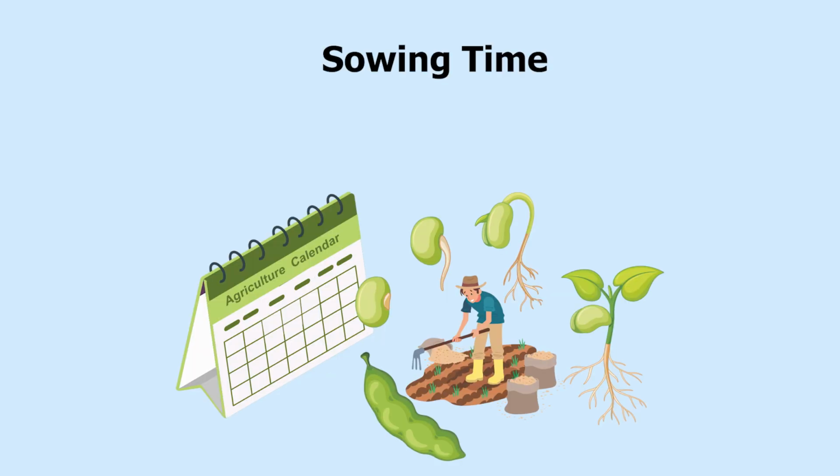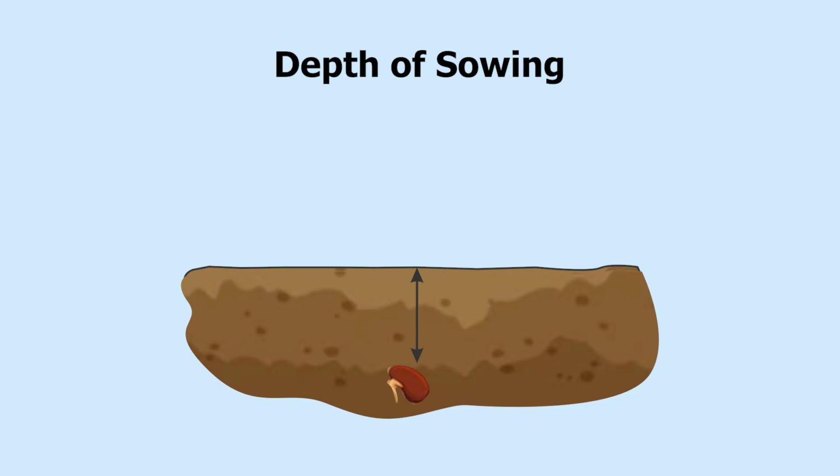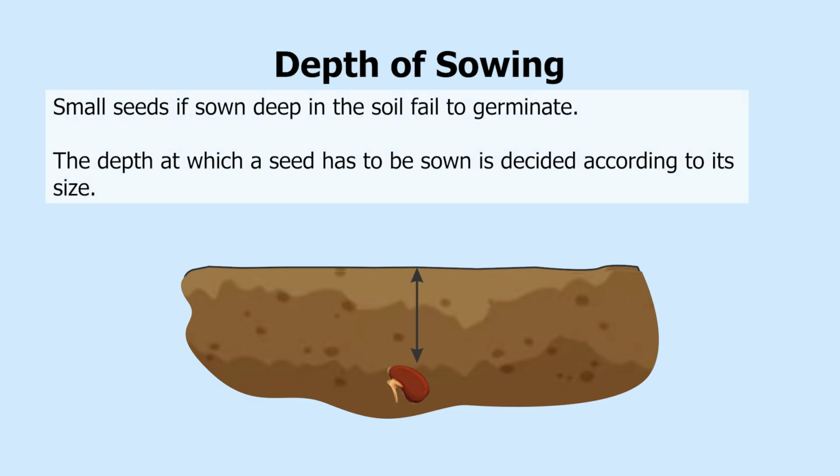Third one is sowing time. The planting time should be determined by taking into consideration the soil and weather conditions, the kind of crop and the time when produce is desired for vegetable purpose. Fourth one is depth of sowing. Small seeds, if sown deep in the soil, fail to germinate. The depth at which a seed has to be sown is decided according to its size.